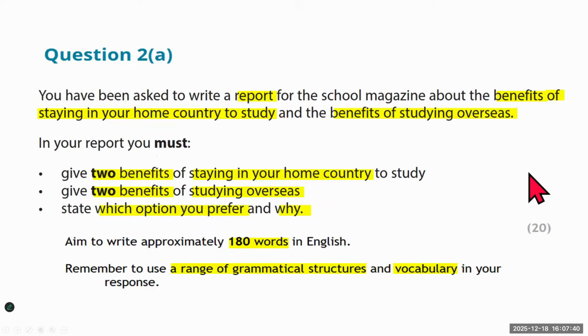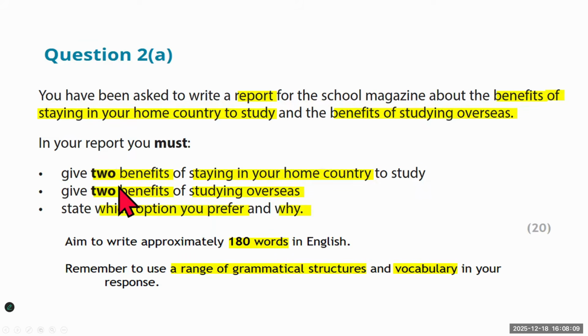Now let's go back to the question. Here I have highlighted the keywords. I suggest you do so too. So I've highlighted the word report because it's important to know what genre you're writing in. And the 2 things that you need to focus on are the benefits of staying in your home country to study and the benefits of studying overseas. So they are in the first 2 paragraphs.